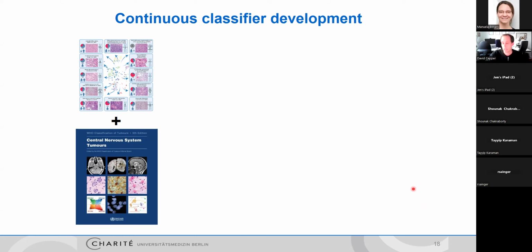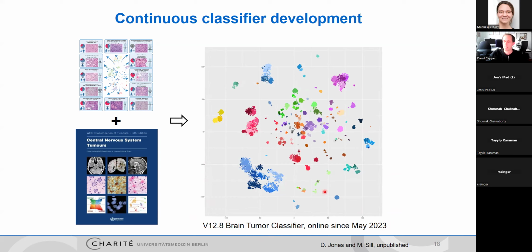And so this has been done. The last update was in May 2023. That is now version 12.8 of the brain tumor classifier. There has been a substantial increase in tumor classes, now reaching 150 different tumor classes that can be recognized using the system. And this is currently already quite a bit beyond what even the 2021 WHO classification has as a granularity for identifying different types of brain tumors.